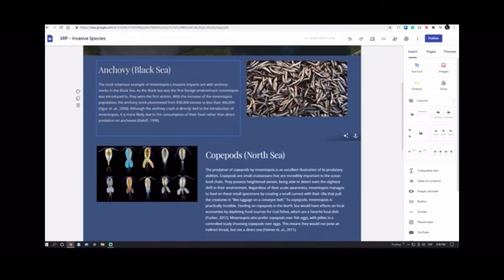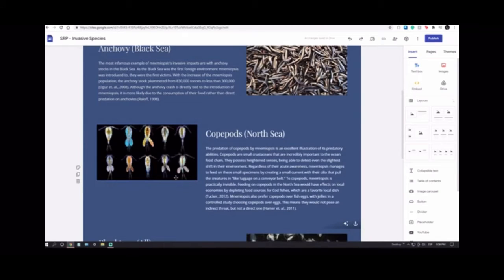Next species highlighted are copepods, which are small crustaceans that are incredibly important to the ocean food chain in the North Sea. They possess heightened senses which allow them to detect even the smallest movement in the water around them. However, Mnemiopsis still manages to prey on them. They do this by creating a current that pulls in the copepods, which makes them practically invisible. It's so slow that they don't even know they are being eaten until they are eaten.